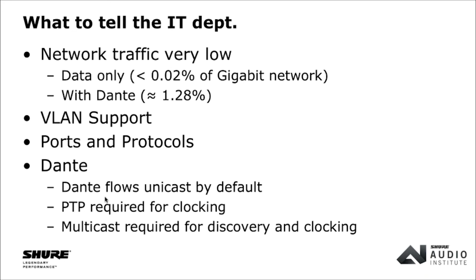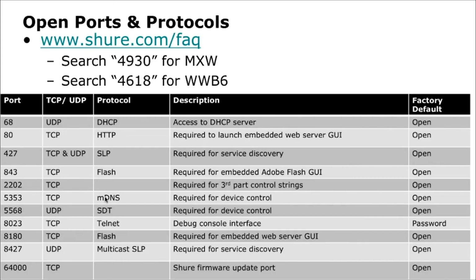Multicast is required on a Dante network for devices to be discovered, and again for that PTP clock in order to work. So even though the flows are unicast, if multicast is blocked on the switch, things can get a little bit hairy. All of this is to say the IT department is often going to need to know what ports and protocols are utilized by Shure devices, or any device for that matter.